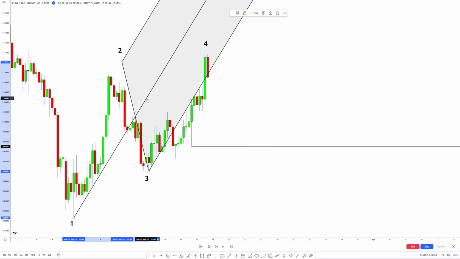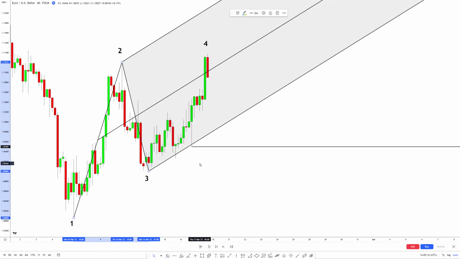In this case, the pitchfork is too steep, so we use the modified Schiff version of the fork. High number 4 happens more or less at the center line of the modified Schiff pitchfork. It's not the best projection in the world in this case, but it's good enough. Notice also how high 4 is marked by a fractal candle pointing down.